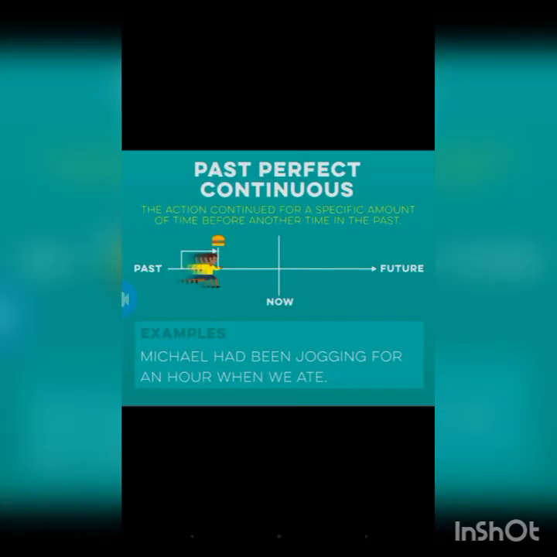Next is past perfect continuous tense. What is past perfect continuous tense? An action that started in the past and continued up until another time in the past. The action started in the past, continued in the past, and was completed in the past itself, but it continued for some time, for a period of time. Sometimes it may be 1 hour, 2 hours or 2 days.